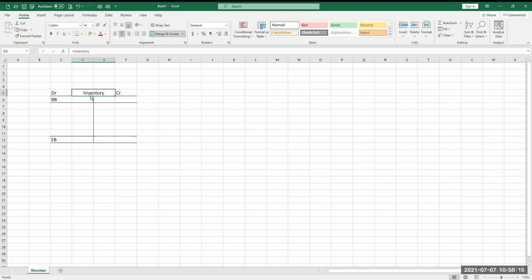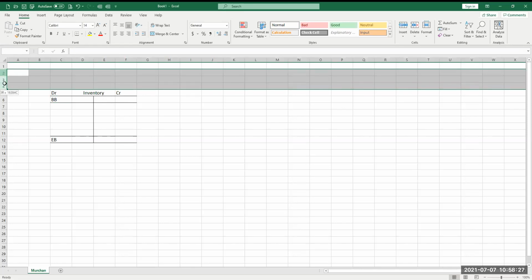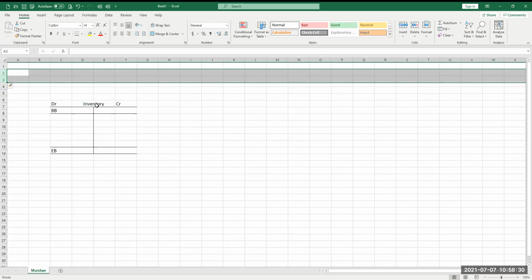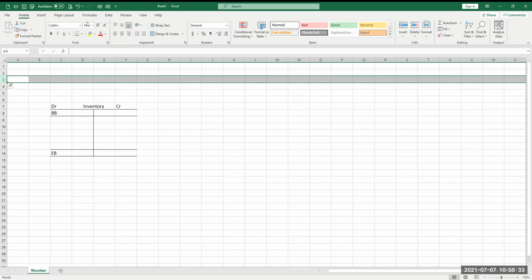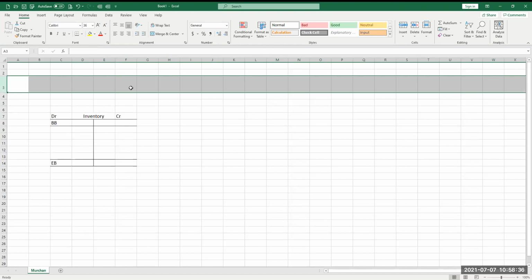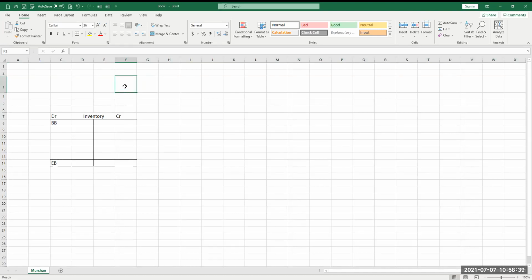So inventory is a balance sheet account. It has a beginning balance and an ending balance, and the normal balance is the debit balance, correct? Yes. Why is the normal balance debit? Because, who knows the basic accounting equation? What's the basic accounting equation? Assets is equal to what? Liabilities plus equity. Excellent. So at this point, do you see assets equal to liabilities and equity?